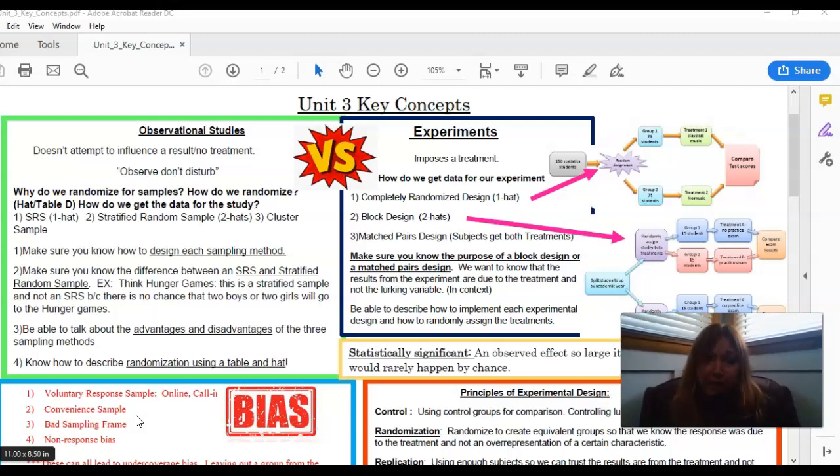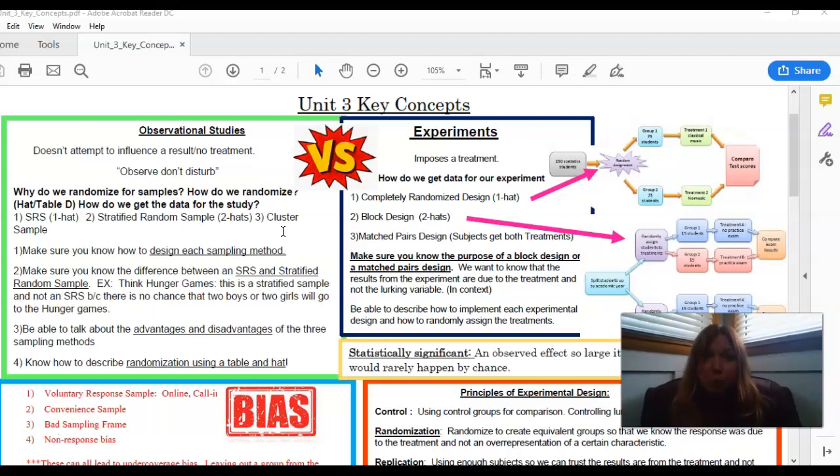That's an important thing. So how do we randomize a study? The three ways that the College Board is looking for is, do you know what an SRS is, a stratified random sample, and a cluster sample? So let's first talk about the SRS, and we're going to use the hat method to help describe that, okay? You do need to know how to use Table D as well, but I'm going to do a separate video on that because I want to try to keep this as short as can be.